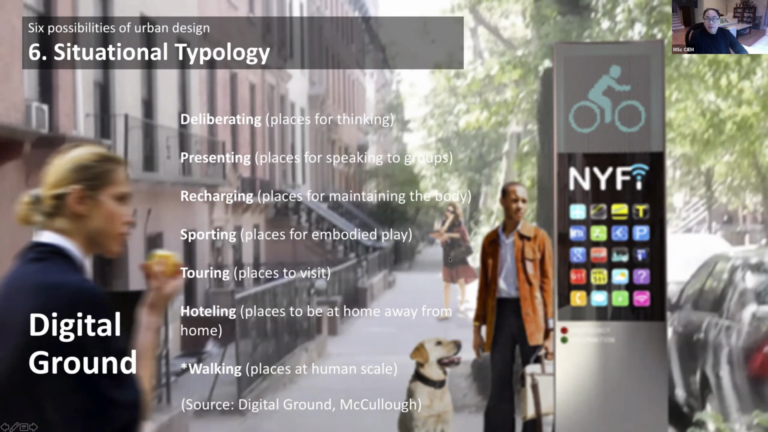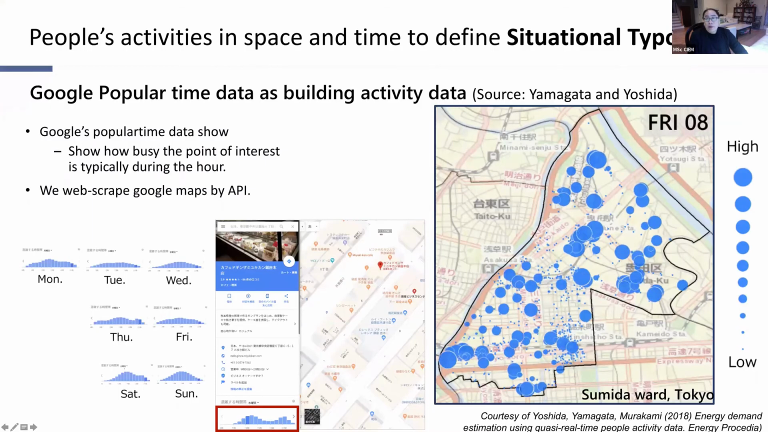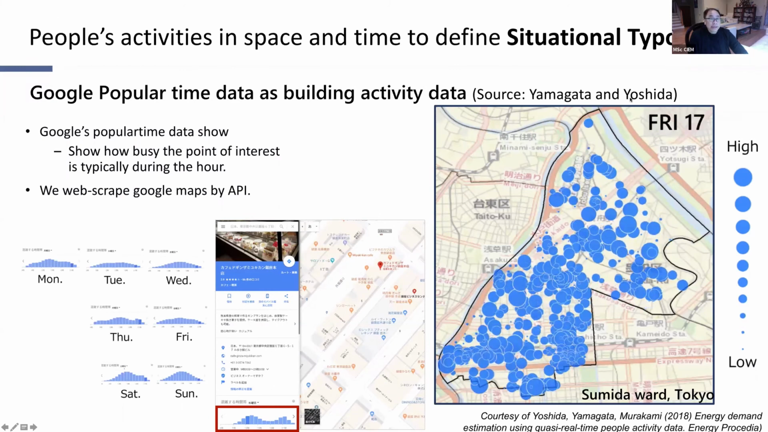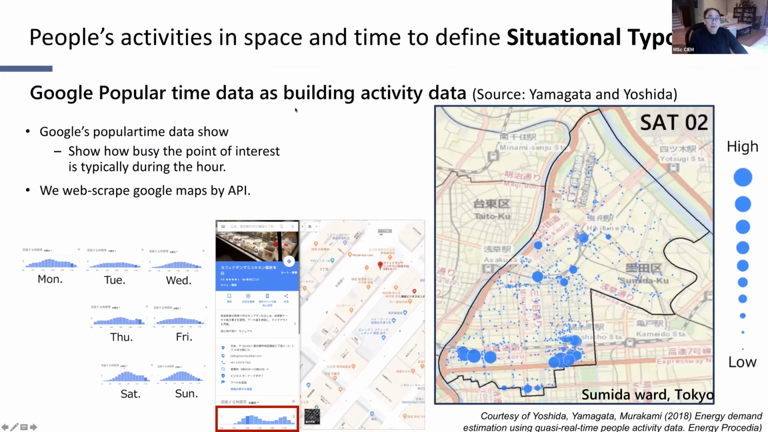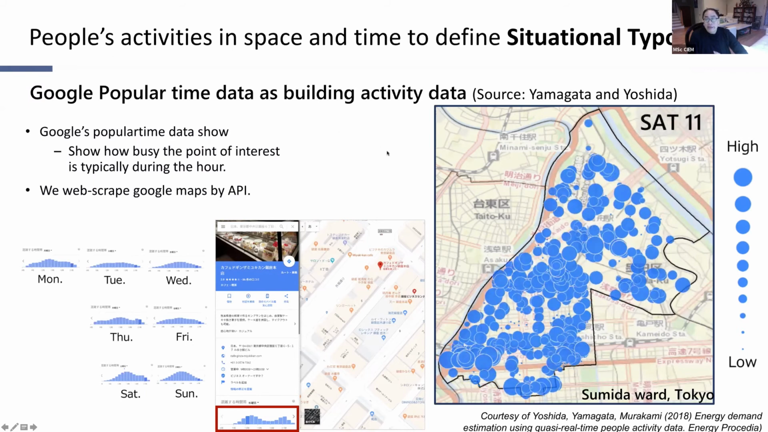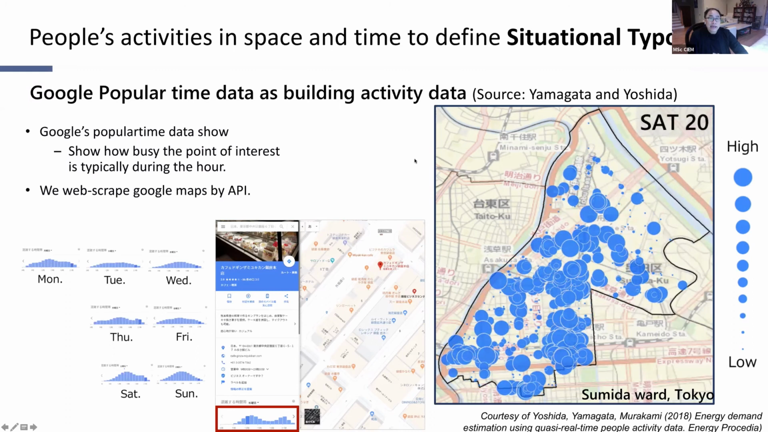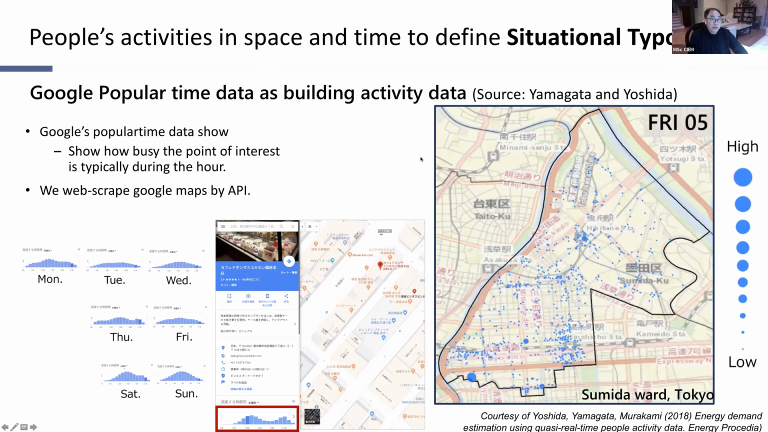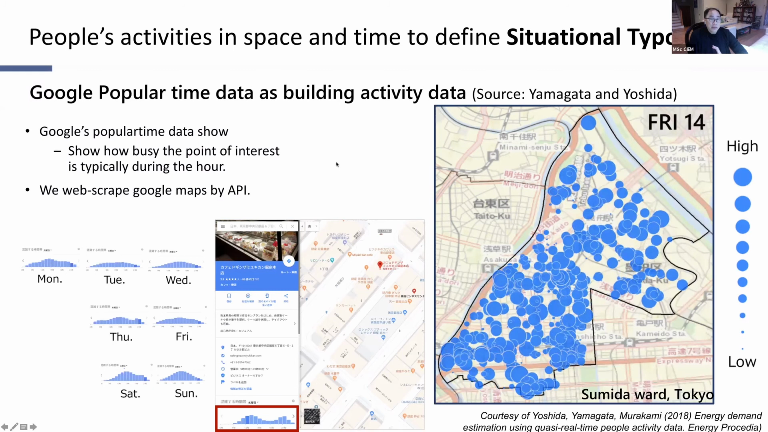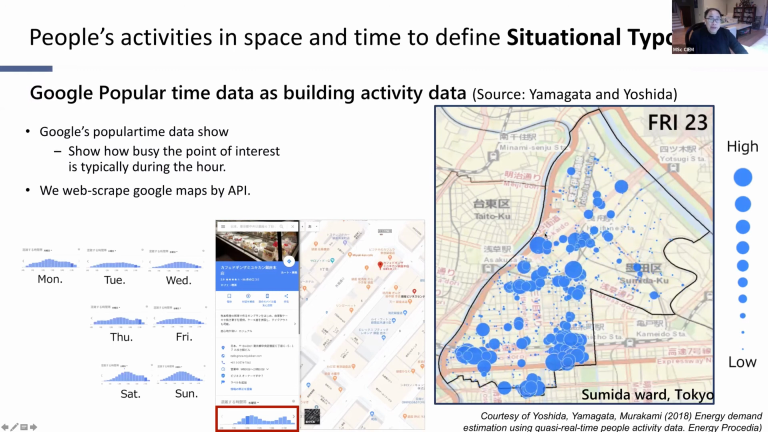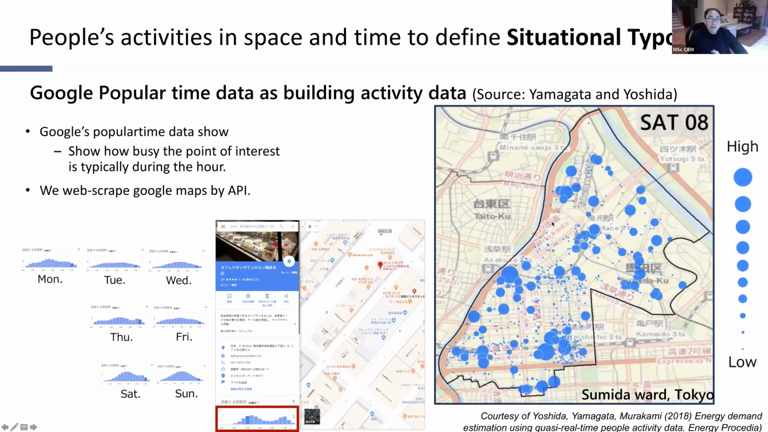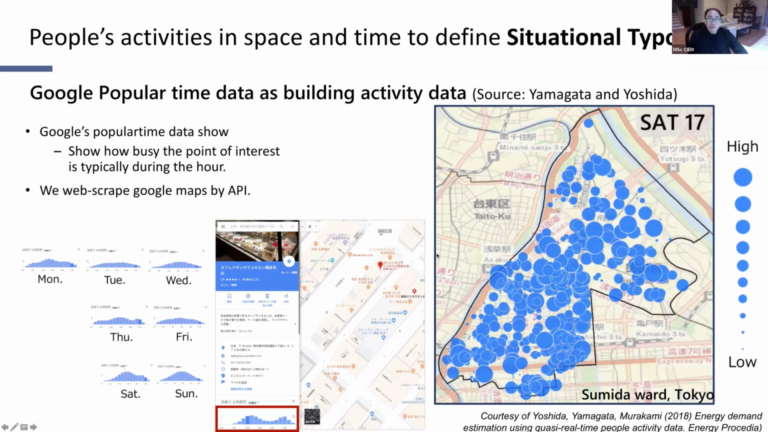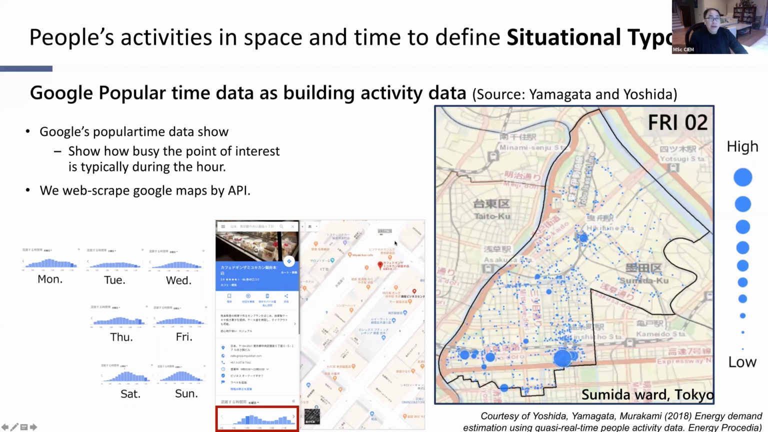So with IoT infrastructure that is pervasive over the city, that will be the new approach we would like to use. I think one project done by Yamagata-san and Yoshida-san, mapping Google popular times, will be a good foundation for understanding activity patterns. That is the kind of data set we would like to learn how to capture and how to classify, and to understand the spatial and temporal mode of urban activity. And that will be the foundation for understanding the situational typology that I described.